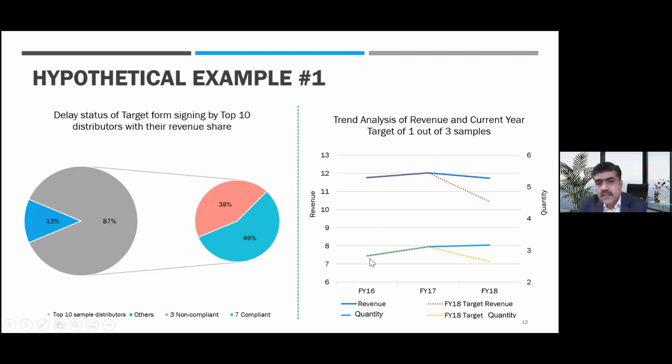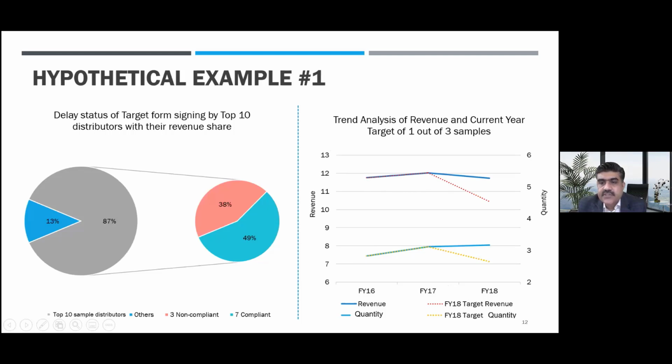Now, just to explain here, this is the revenue line, and we were talking about this year, suppose FY18, and these are the last 3 years data wherein we said that, okay, this was the revenue number which was coming in. This was the quantity line which is there. So the quantity is on the secondary axis, and the primary axis is the revenue. But if you look at the target for FY18, the target revenue is so less. Same, the quantity is less.